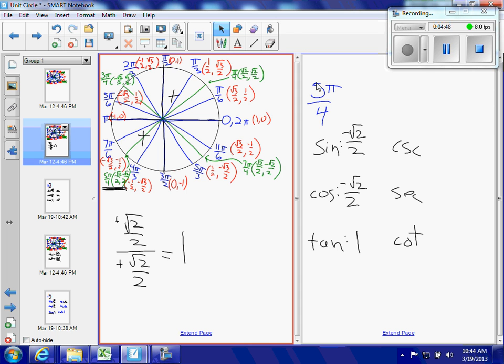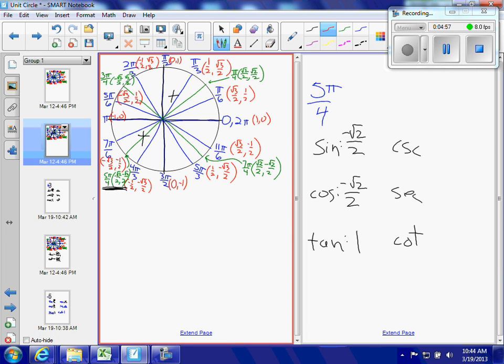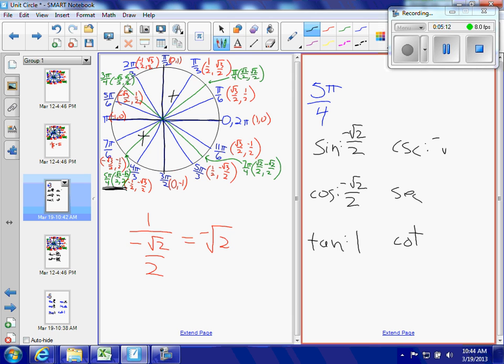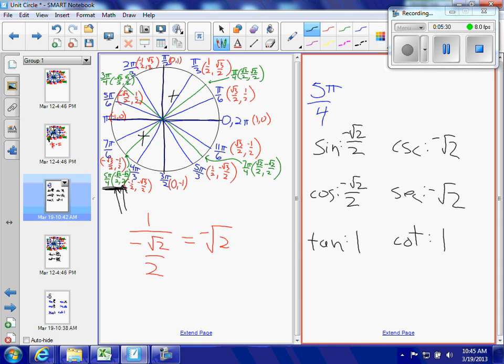Well, from our last problem just a minute ago, I know that 1 over negative radical 2 over 2 is going to turn out to be radical 2, but it's going to have a negative sign in front of it. So cosecant is going to be negative radical 2, as is secant going to be negative radical 2. And cotangent is going to be the same as tangent in this case, which is negative radical 2 over negative radical 2, my cosine over my sine. So cotangent is also going to be equal to 1.